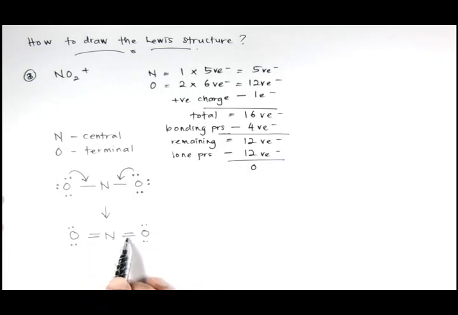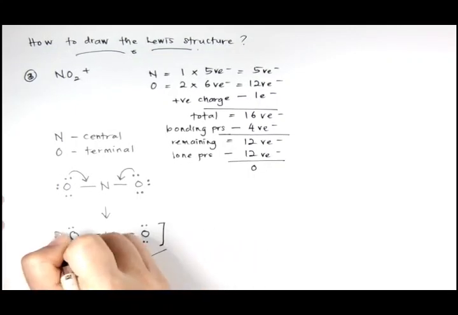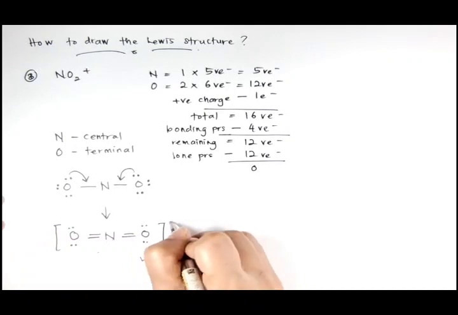So it is also surrounded by 8 electrons. So nitrogen now achieves octet configuration with 8 electrons, so it satisfies the octet rule. Therefore, we can accept this structure as a stable Lewis structure for NO2+. But remember, since we have a charge for the molecule, we have to put a square bracket and a +1 charge.